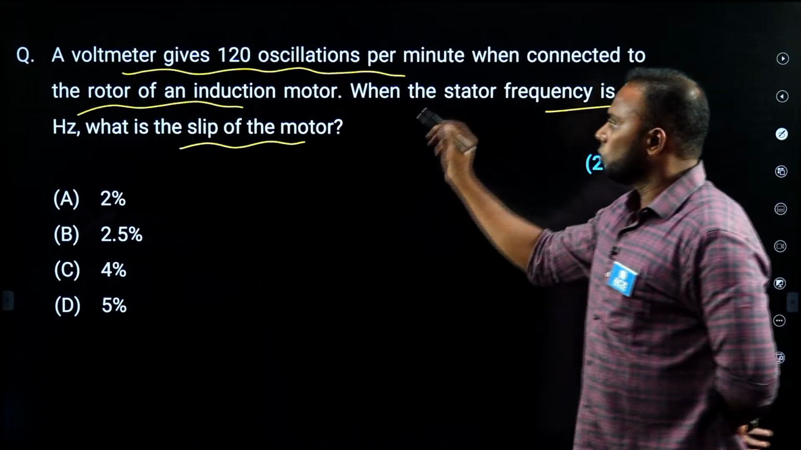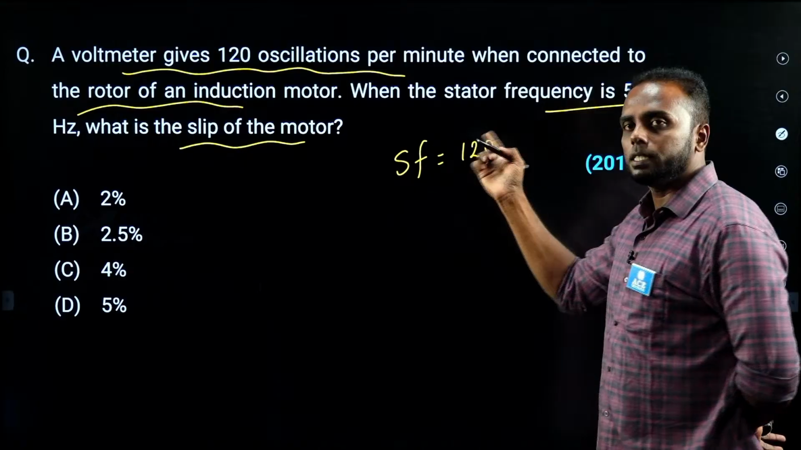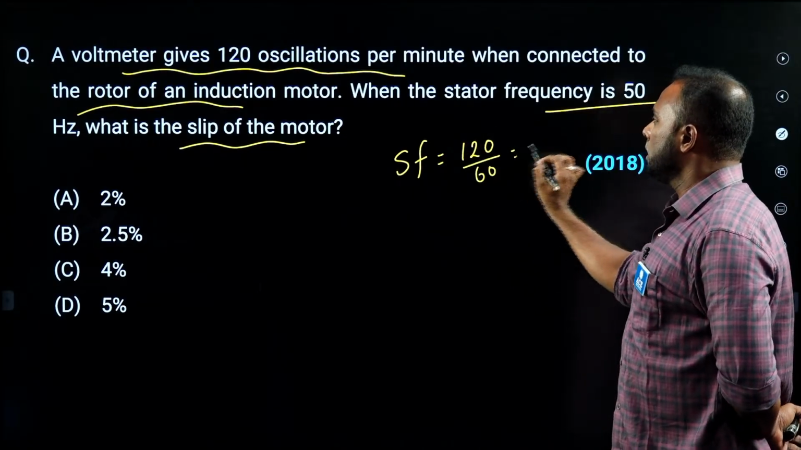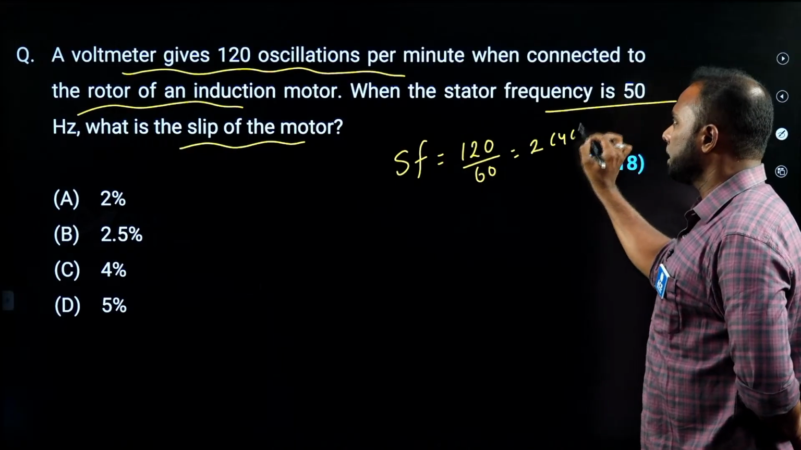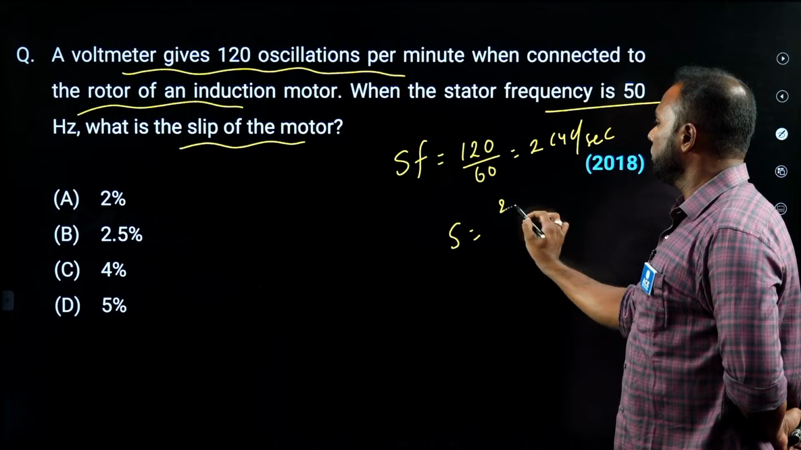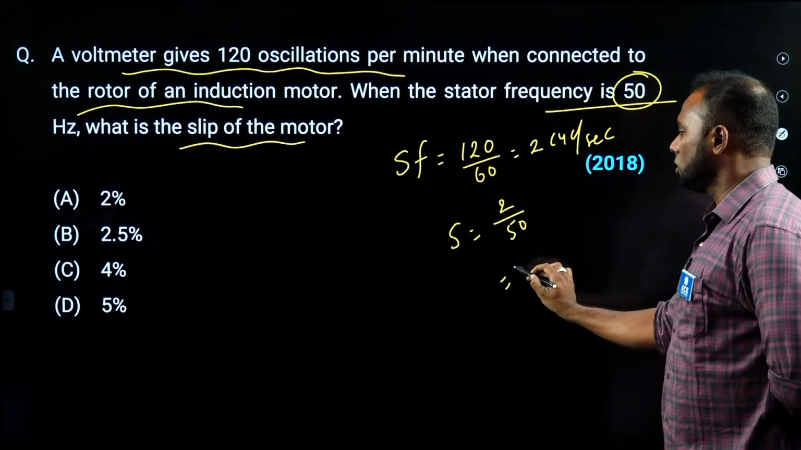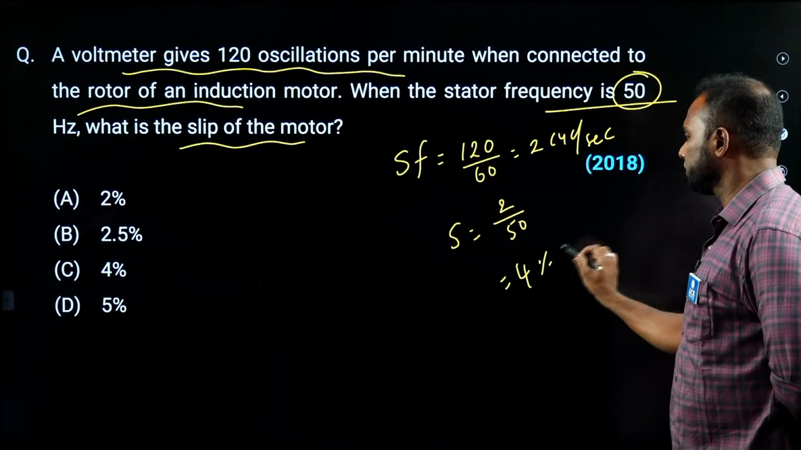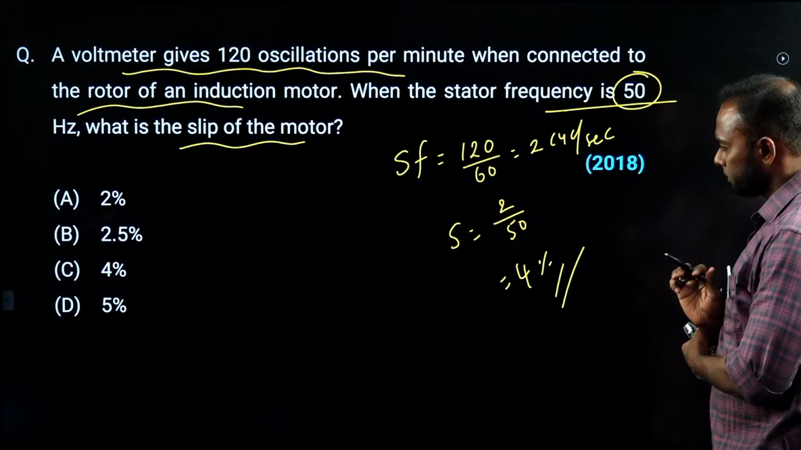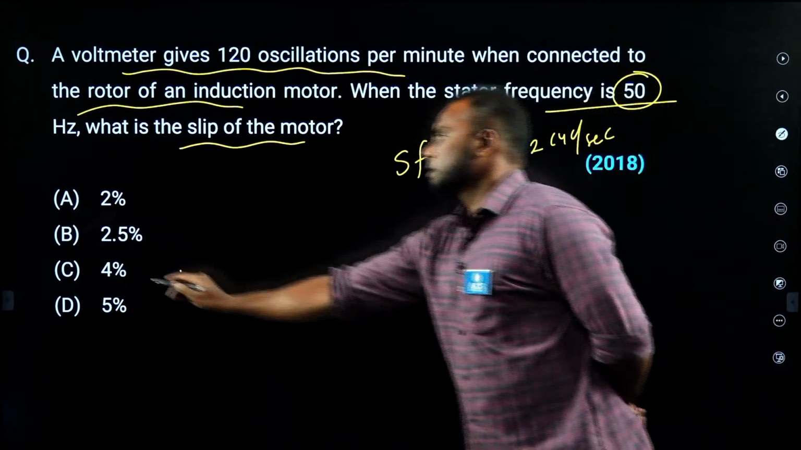Slip. See, rotor frequency is nothing but slip frequency, which is 120 oscillations per minute, but frequency should be per second. So 120 by 60 it is, so 2 cycles per second, or 2 oscillations per second. Then what is the slip of the motor? 2 divided by 50 Hz frequency, 2 by 50, nothing but 0.04, that is 4%. Okay, 4%. Option C is the correct one.